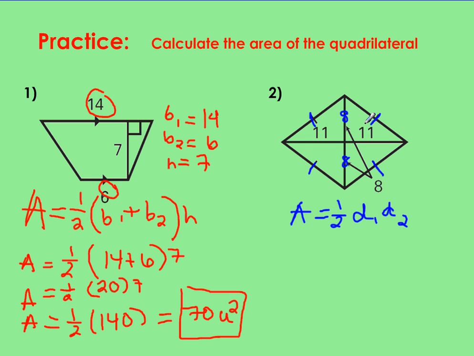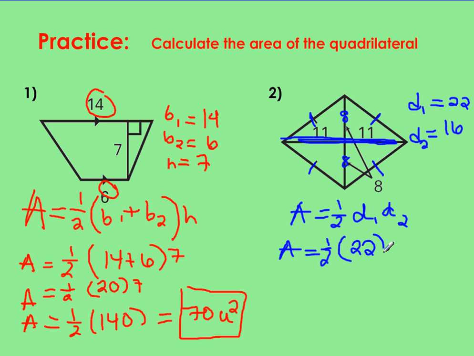Now remember that our diagonals are talking about this entire distance all the way across. So one of my diagonals is going to be 22 units long, and then my other diagonal I can say is going to be 16 units long. So when I substitute those values in, we have 1/2 22 times 16.